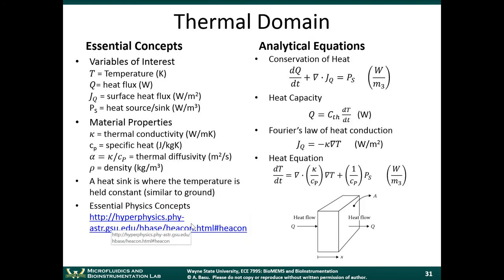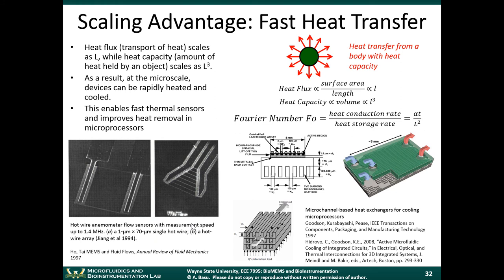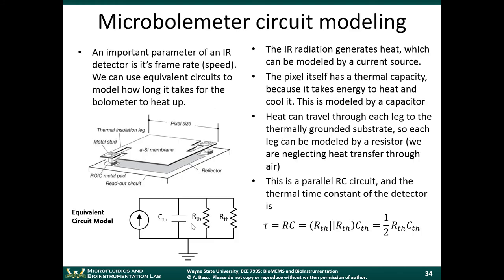In the thermal domain, we talked about circuits to model the thermal domain. In this case, you have a current source, which represents heat being generated in the system. If you recall with the microbolometer, you had a membrane, and when infrared light hits this membrane, it gets hot, so that's represented by this current source. And you have a thermal capacitance here and two thermal resistances here.